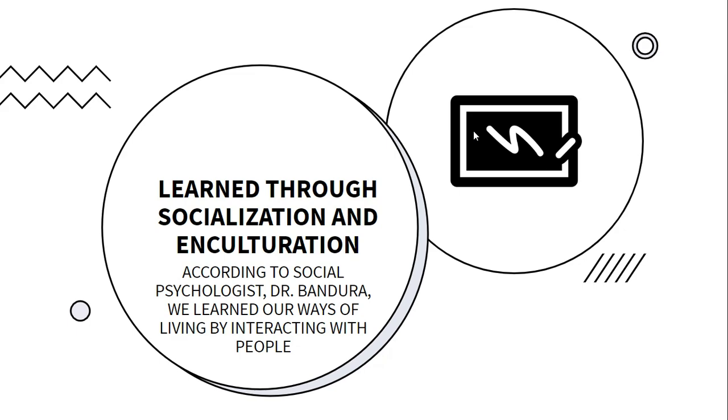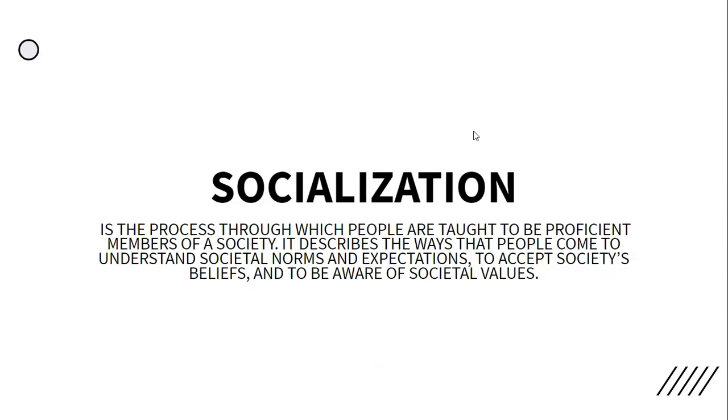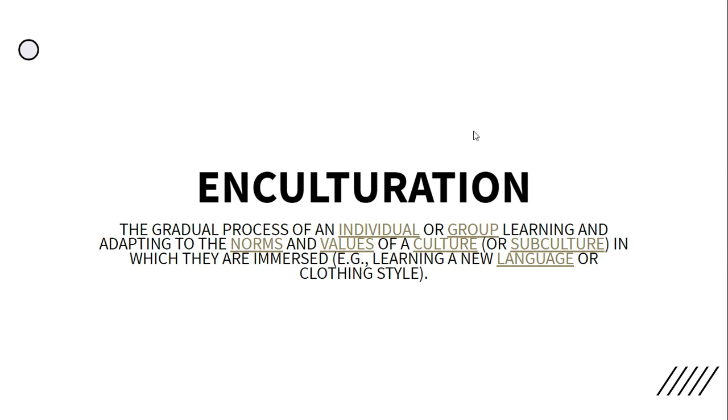Next on the list is culture being learned through socialization and enculturation. Before we expound on that, I would like to define socialization and enculturation. Socialization is the process through which people are taught to be proficient members of a society. It describes the ways people come to understand societal norms and expectations, to accept society's beliefs, and to be aware of societal values. While enculturation is the gradual process of an individual or group learning and adapting to the norms and values of a culture or subculture in which they are immersed. For example, learning a new language or clothing style.